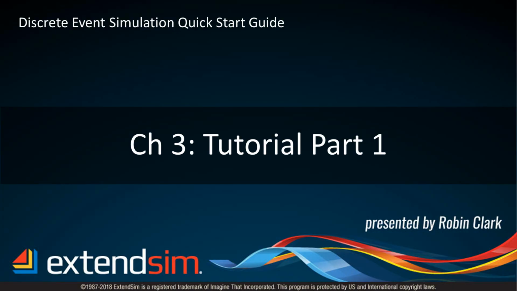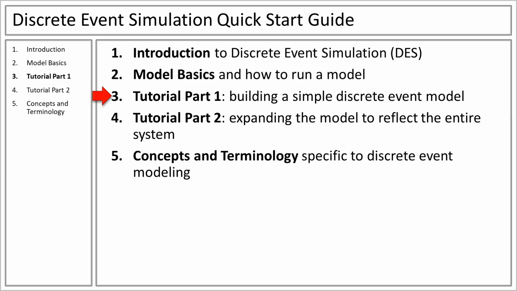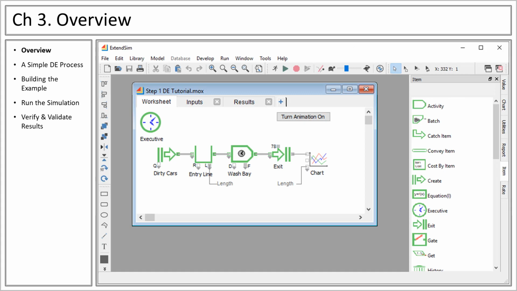My name is Robin Clark and this is Chapter 3 of the Quick Start Guide for ExtendSim. This guide has been broken down into 5 chapters. This video is on Chapter 3. We will be working on how to build the simple model shown here.